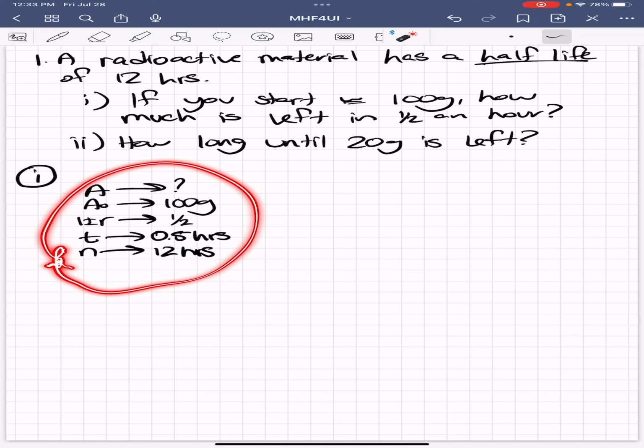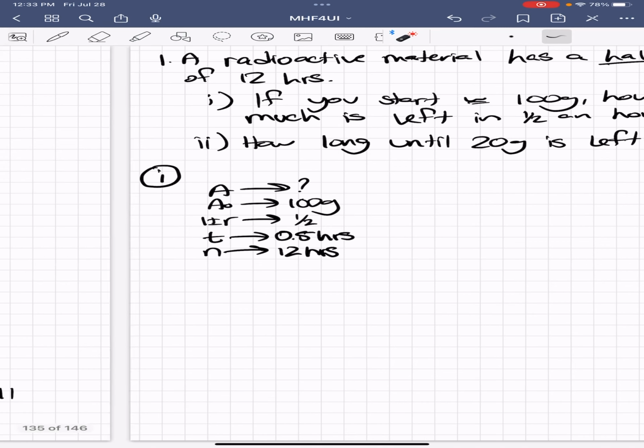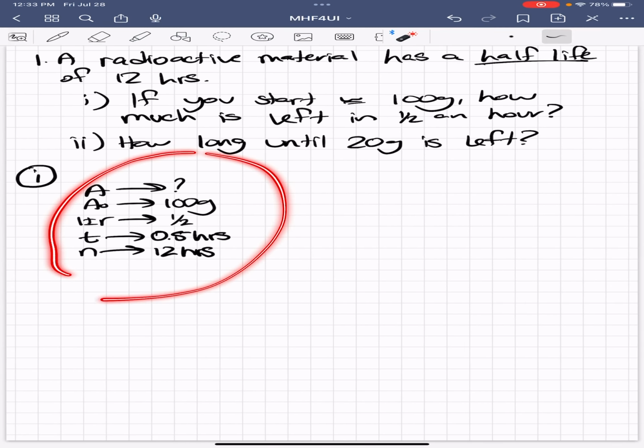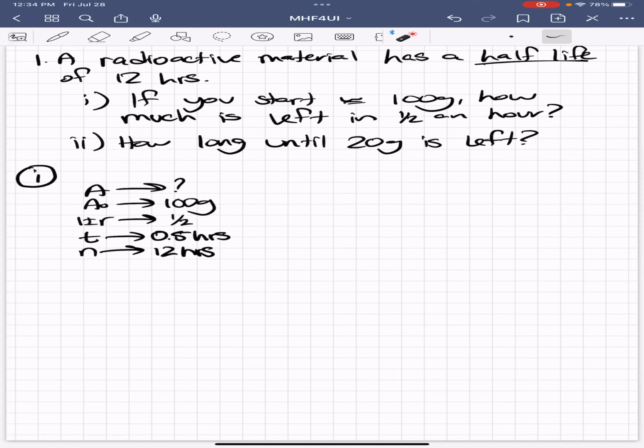So for A naught, we start with our initial amount of 100 grams. We have a half-life. Half-life means half. So our growth or decay rate is half. We have time elapsed, how much time has gone past, which is half an hour. And then we have growth or decay time, which the question specifies is 12 hours. So I'm hoping you understand that. And then we're going to use the formula.